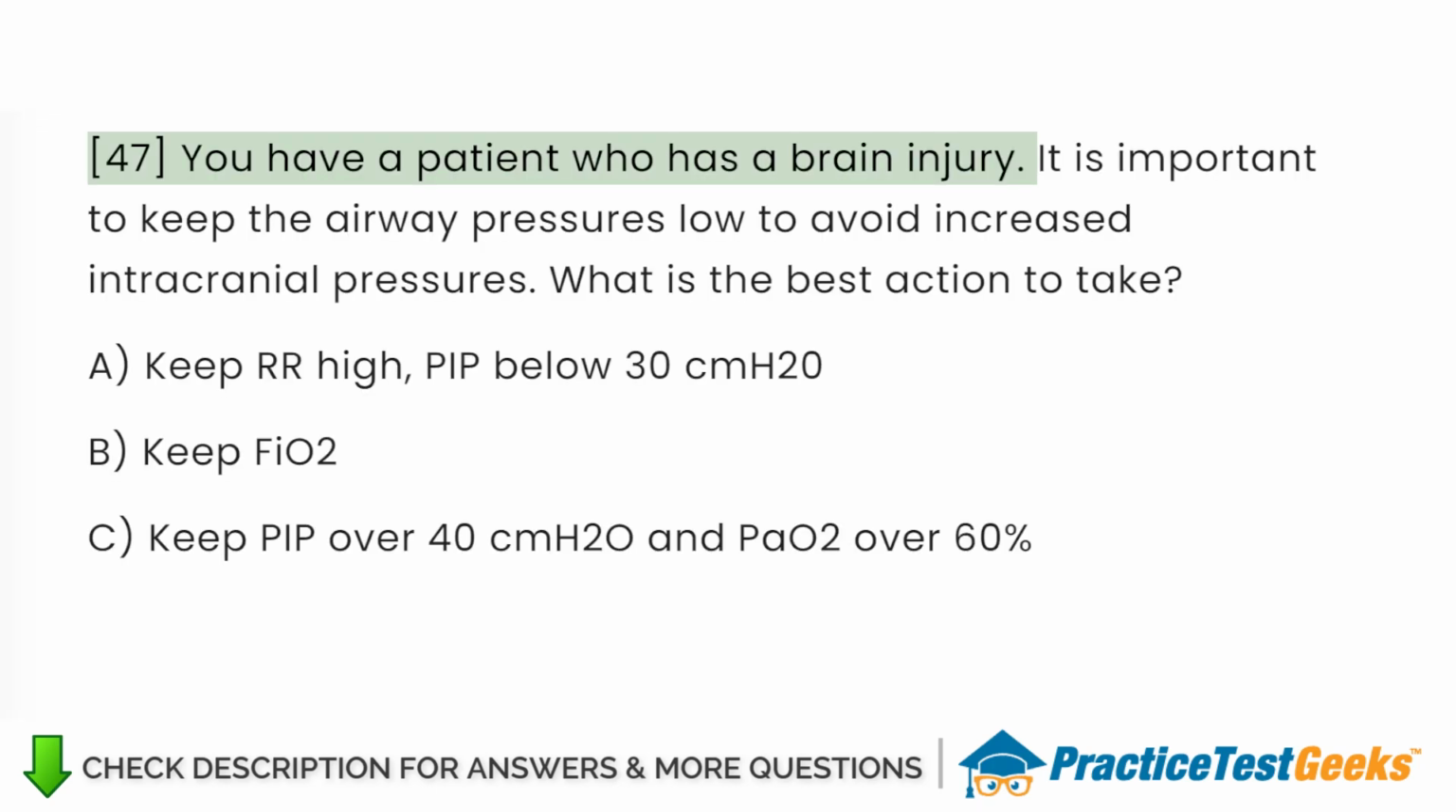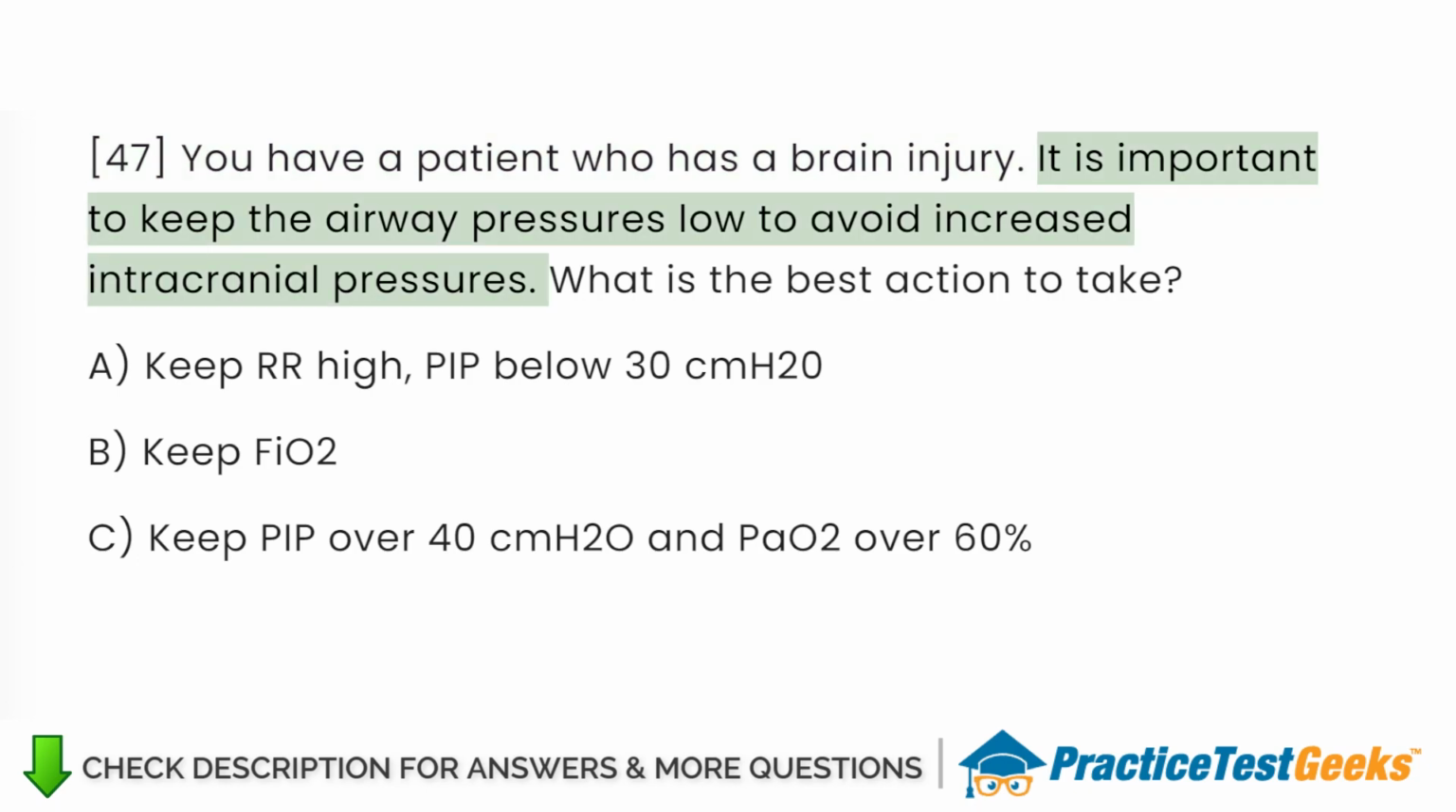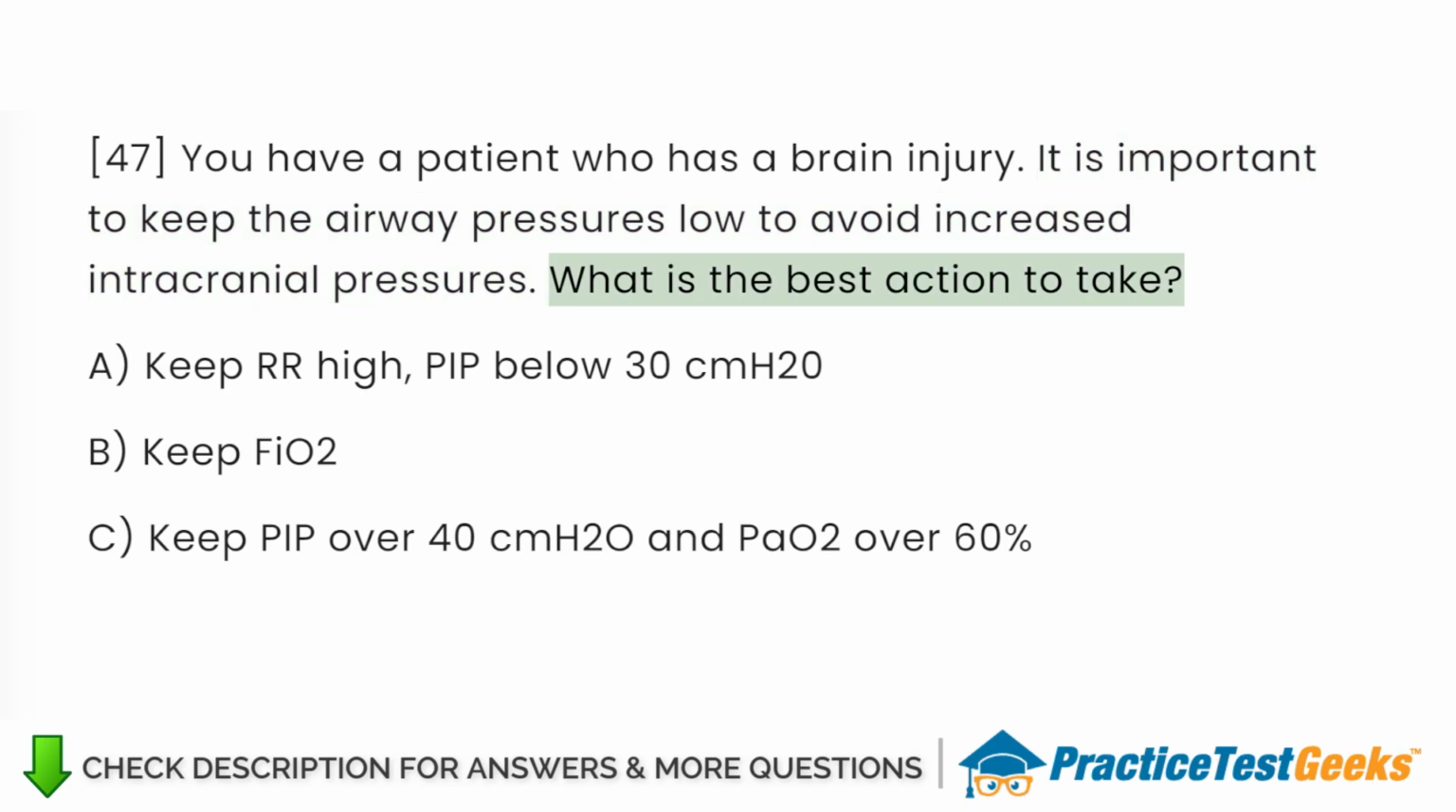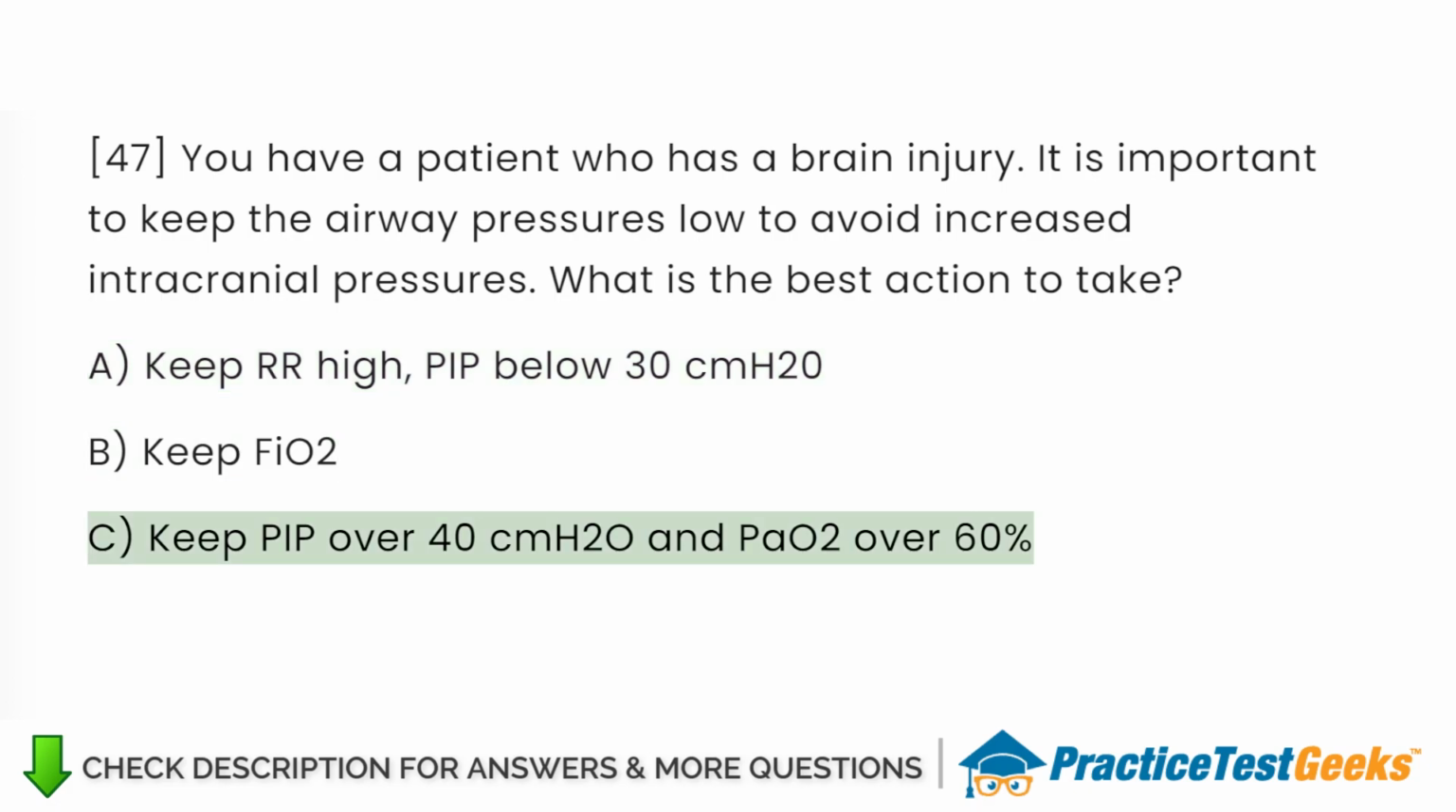You have a patient who has a brain injury. It is important to keep the airway pressures low to avoid increased intracranial pressures. What is the best action to take? A. Keep RR high, PIP below 30 cmH2O. B. Keep FiO2. C. Keep PIP over 40 cmH2O and FiO2 over 60%.